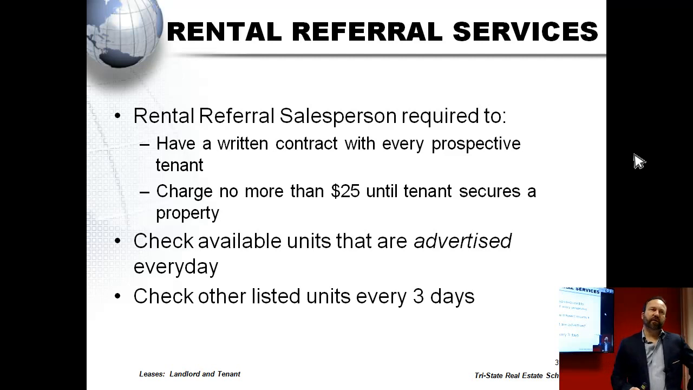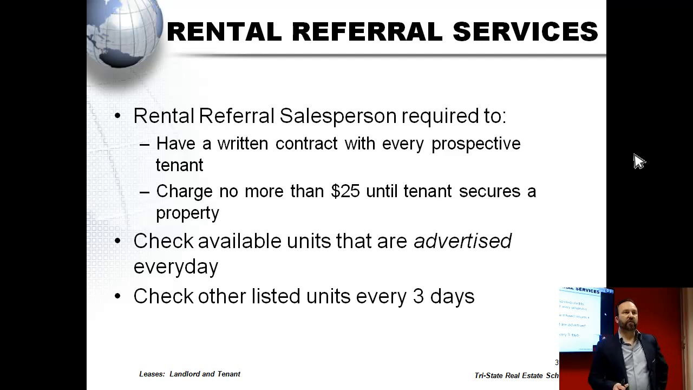Now, rental referral service. A rental referral salesperson is required to have a written contract with every prospective tenant. And they can charge no more than $25 until the tenant secures a property. Now, what does this mean? It means that if you're collecting a fee to help them find a rental, you cannot collect more than $25. Otherwise, the money's got to be held in escrow. If you're collecting $50, and you might see a question on the test that says, a rental referral agency is collecting $50, does it have to be in an escrow account? The answer is yes. If it's more than $25, the money has to be in an escrow account.